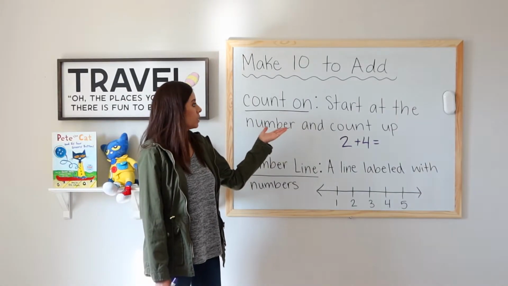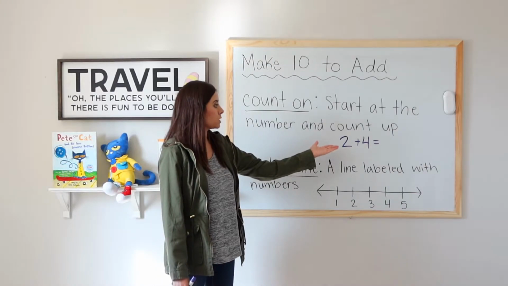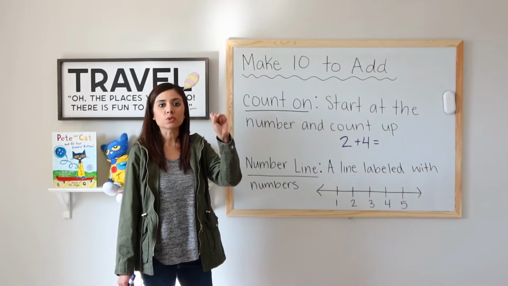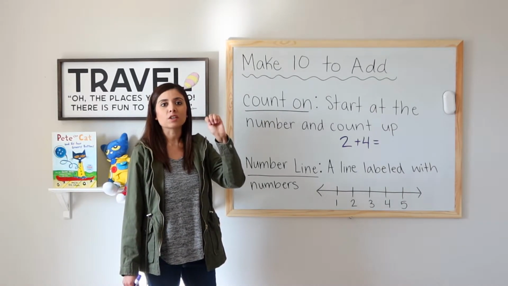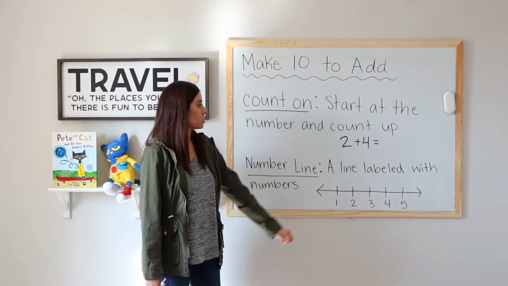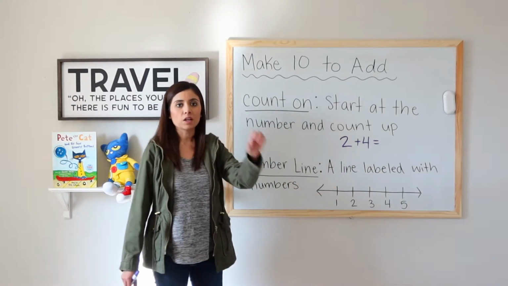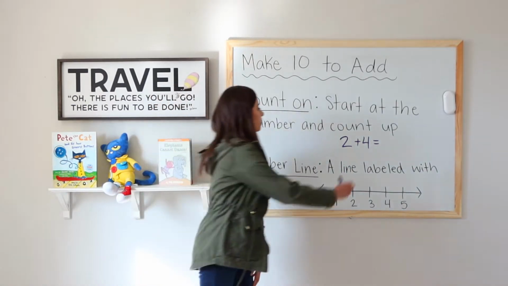Count on. Start at the number and count up. So if I have 2 plus 4, I start at 2 and jump up 4. 2, 3, 4, 5, 6. 2 plus 4 equals 6. A lot of people also like to start at the bigger number and count up the smaller number. 4, 5, 6. It's the same answer.